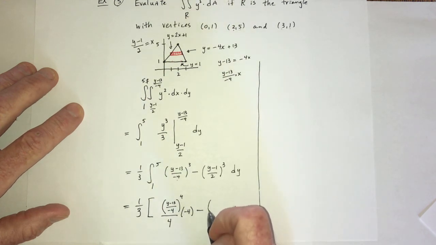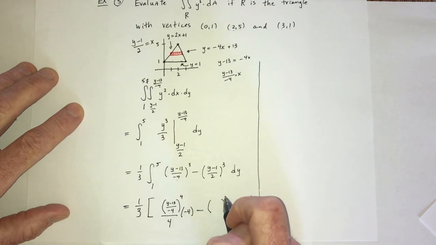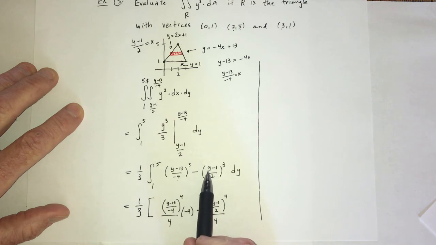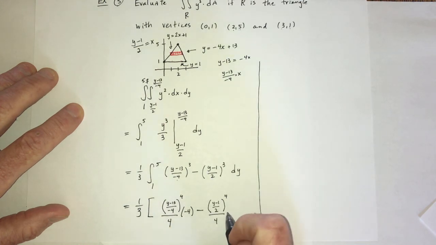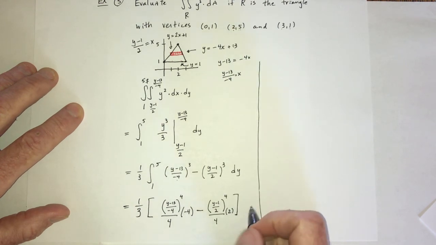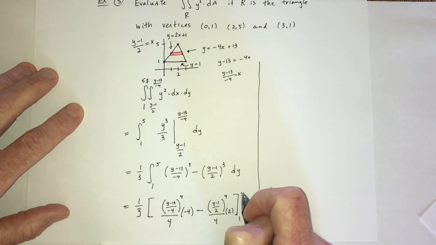And then for this one, likewise, it's going to become add 1 to the exponent and divide by that. And for now, the inside part will stay the same. And when you do the chain rule, the derivative of this would be 1 over 2. So divide by 1 over 2, or in other words, multiply by 2. And in that, it gets evaluated from 1 to 5.